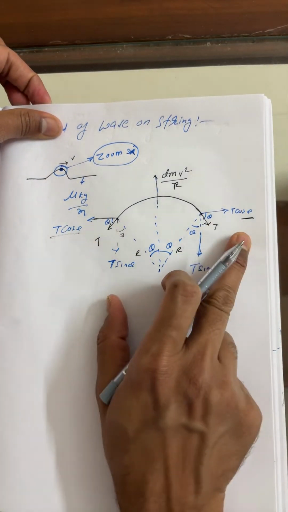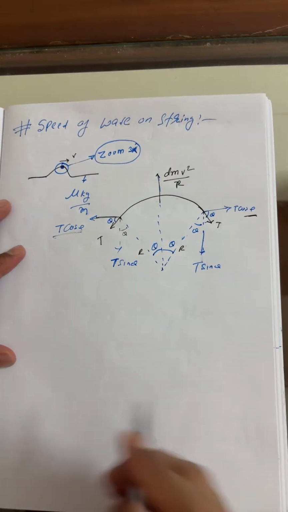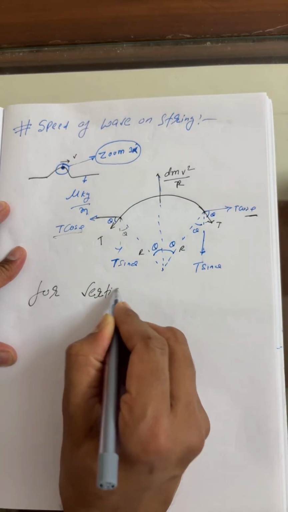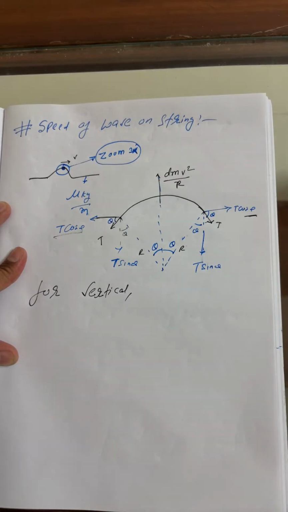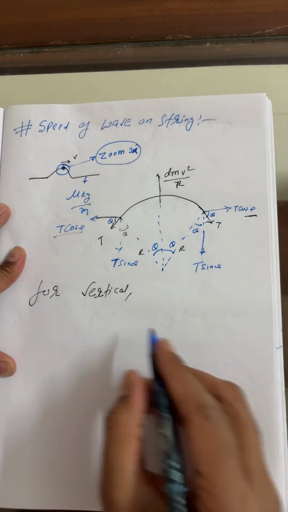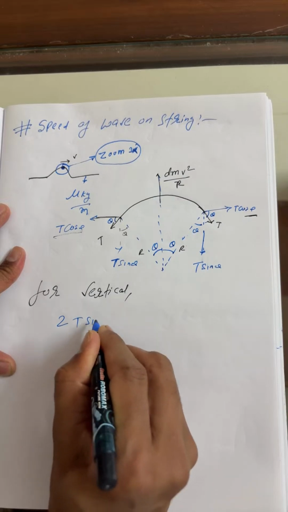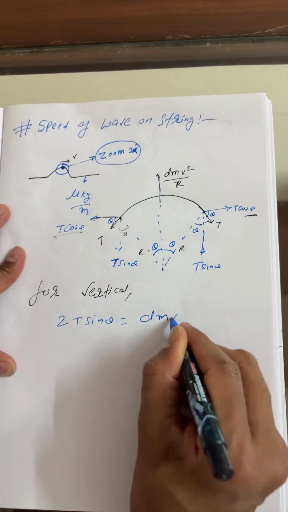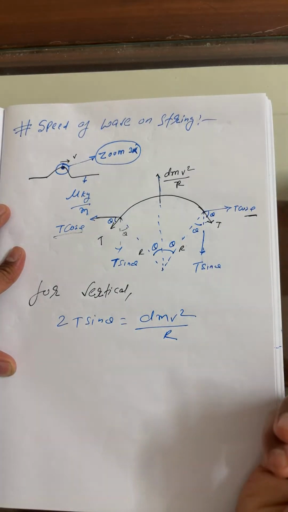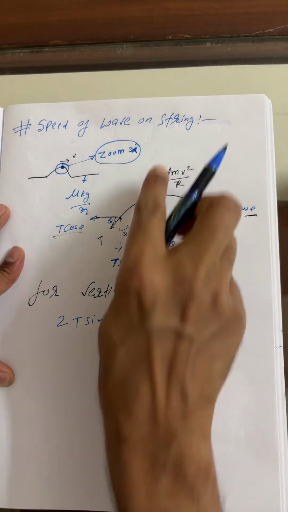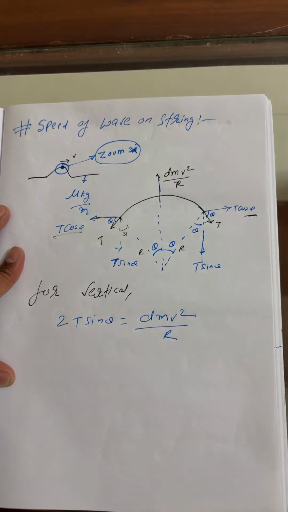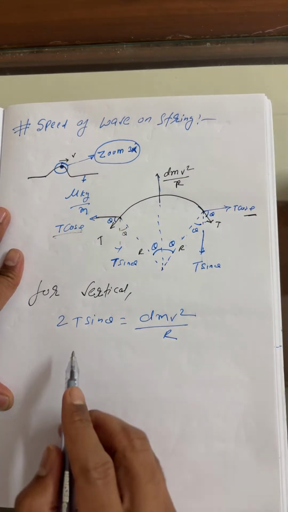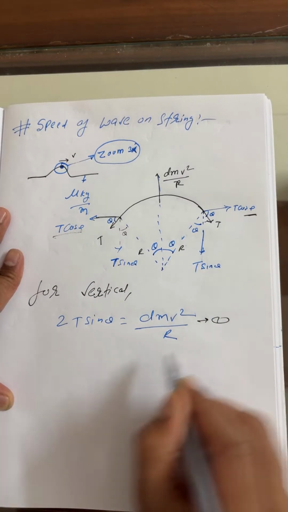Now you can see the net force in the horizontal direction is equal to 0. So we write it for the vertical. For the vertical, you can write 2T sin theta equals dm v square by R. Simple, beta, you can easily understand: total upward force is equal to total downward force. Let us call this equation number 1. First we have to find the value of dm.